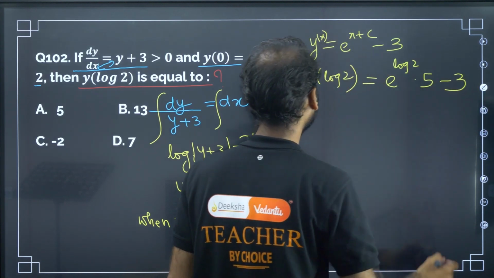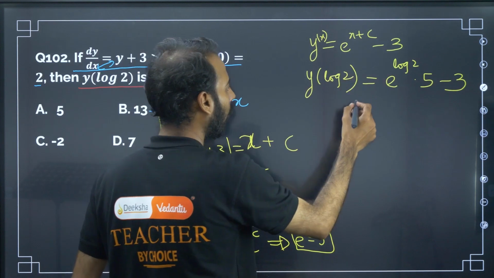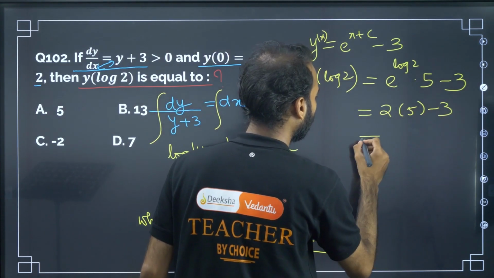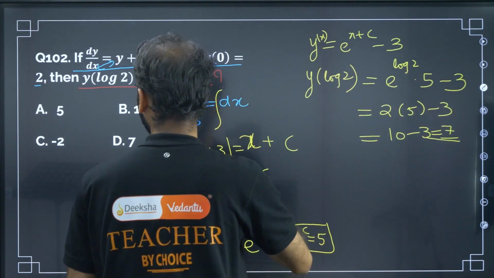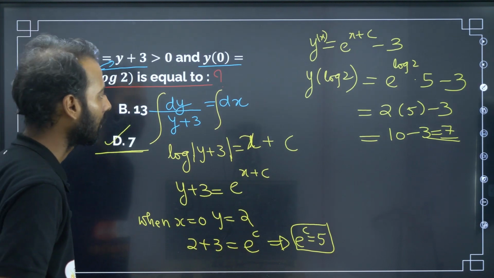Minus 3. So y of log 2 is equal to what they are asking. E and log get composed and we are left with 5 minus 3. 2 5s are 10, minus 3. 10 minus 3 is 7. Is there any such value like this? D is the answer. Moving on to next.